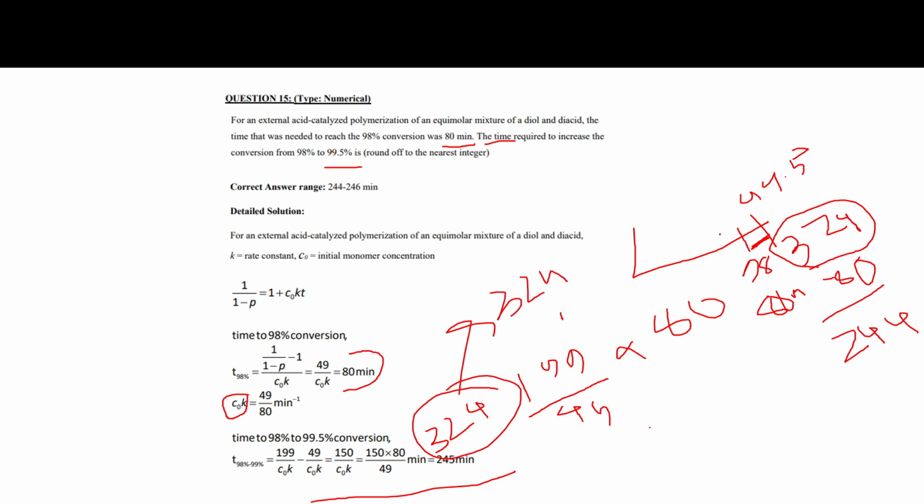If they have given 80 minutes here for the earlier question, which asked how much time is required for 99% conversion, you can directly get that answer from this equation. So for 99.5% conversion, the time required is around 324. But in this question, they are asking how much time is required from 98 to 99, not the overall time to complete the reaction at 99.